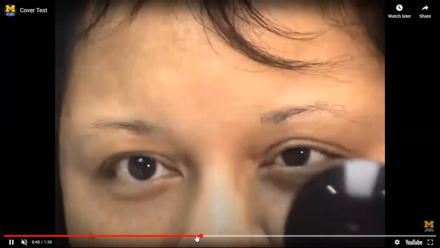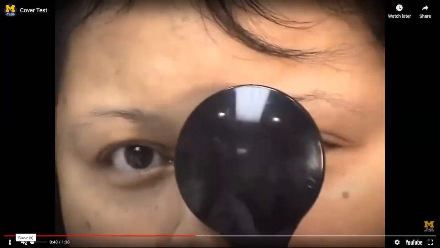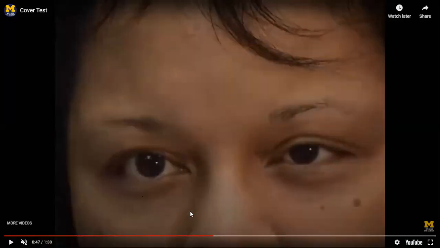We will look at the exotropia one next time. Now over here, he covers the left eye. The right eye does not move when he removes the cover. The right eye remains in the same position. So my question remains the same. What does this person have?